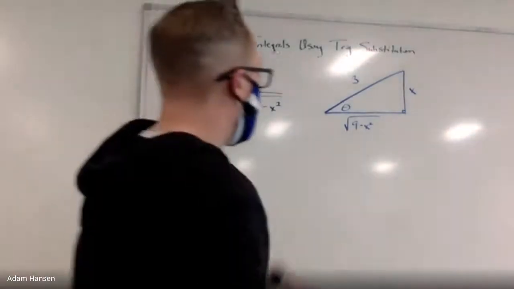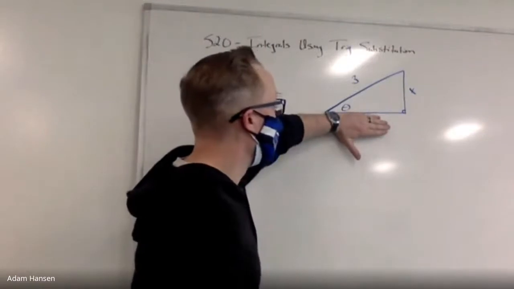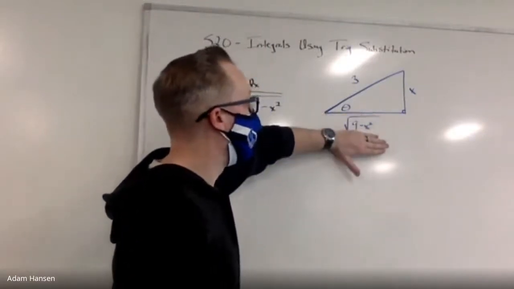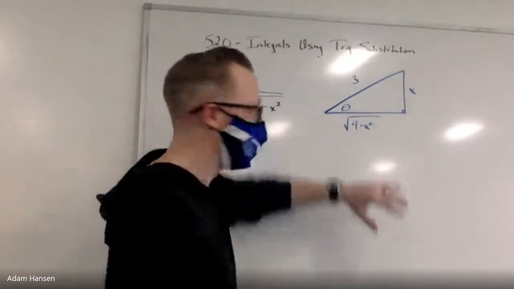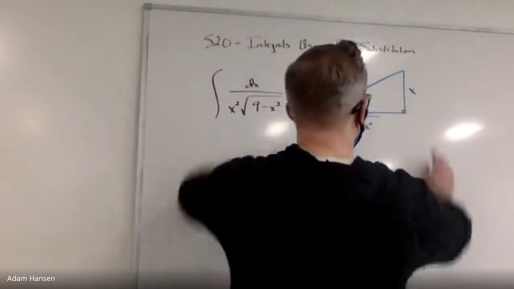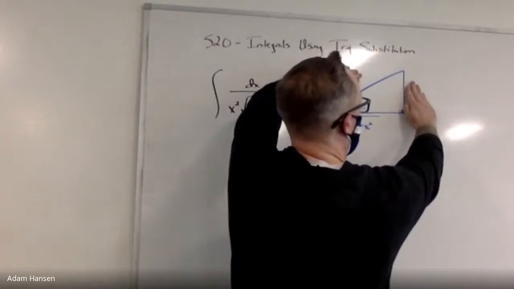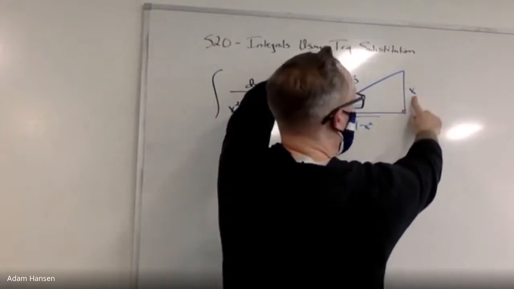Definitely overthinking. I gave you those two side lengths. I could express the third side length as root 9 minus x squared. Vice versa, if I give you root 9 minus x squared as one of the three side lengths in a right triangle, that means the other two would have to be 3 and x.